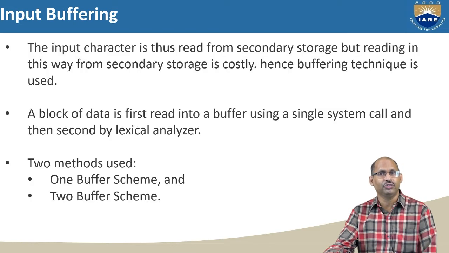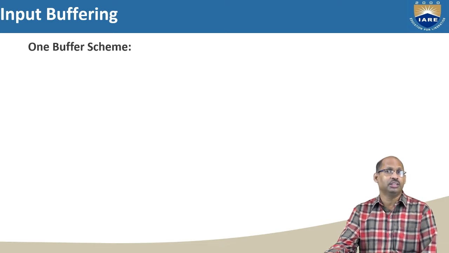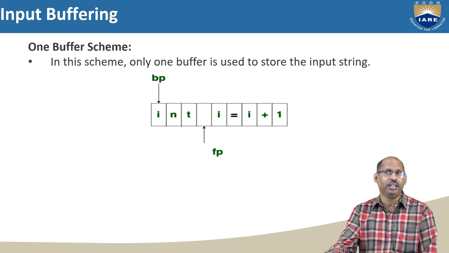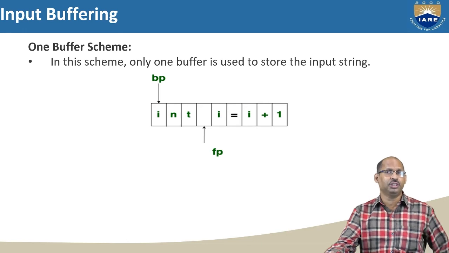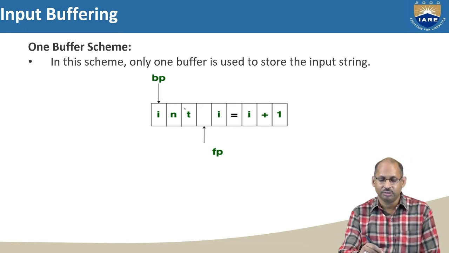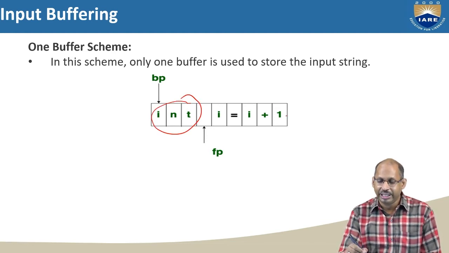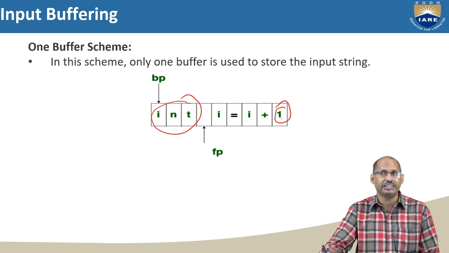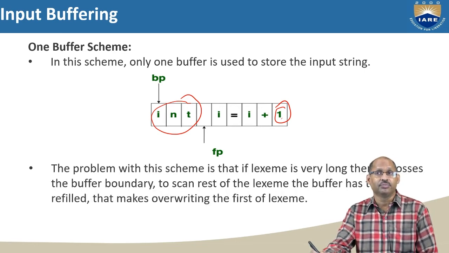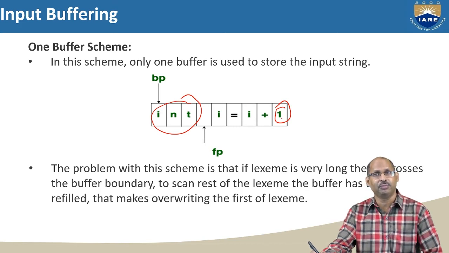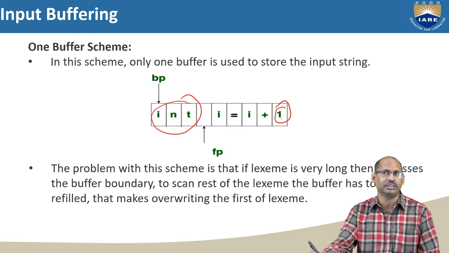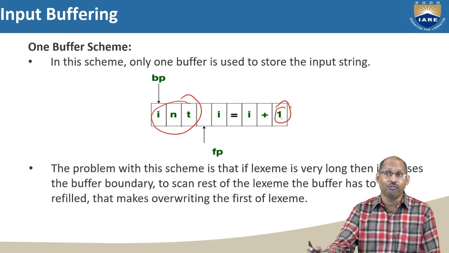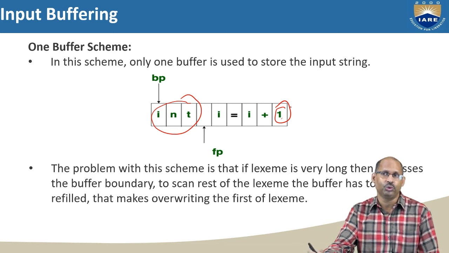To overcome that, we use a two buffer scheme. This is the one buffer scheme, in which only one buffer is used to store the input string. Here int is constructed initially, but when it comes to finding the end of the next lexeme, it is unable to, because it encounters the end of the buffer. That information is overwritten with the next block of information, so the token is not generated. This is the main drawback of the one buffer scheme.